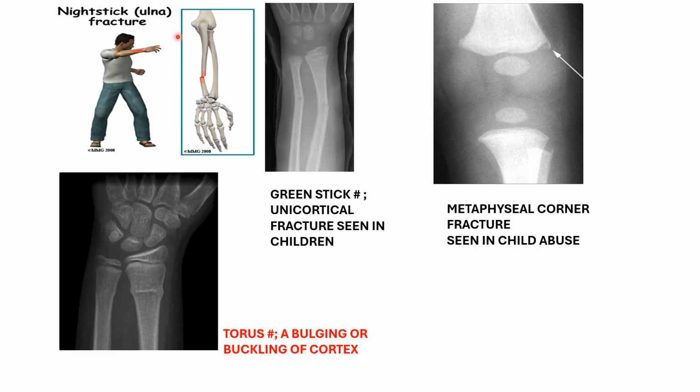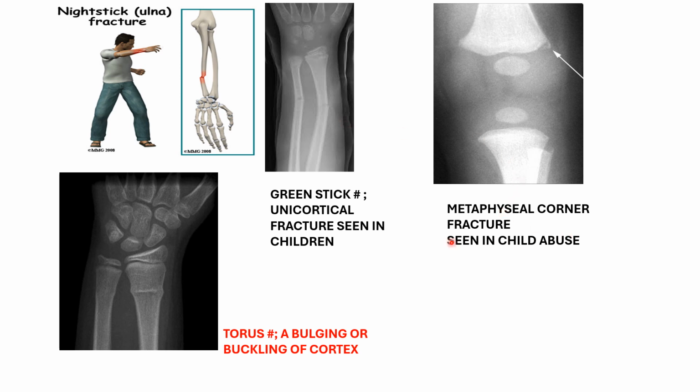Nightstick fracture is the fracture of ulnar shaft. It is seen in elderly abuse. Greenstick fracture is seen in children as children has fragile bones. It is a unicortical fracture. Only one side of the cortex is affected.